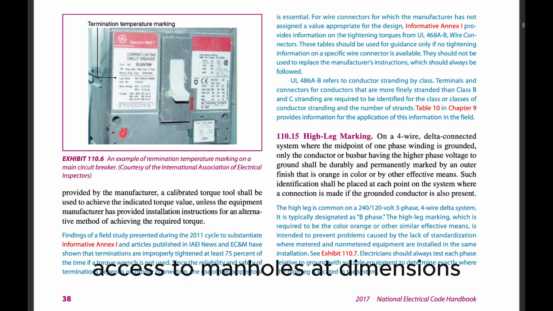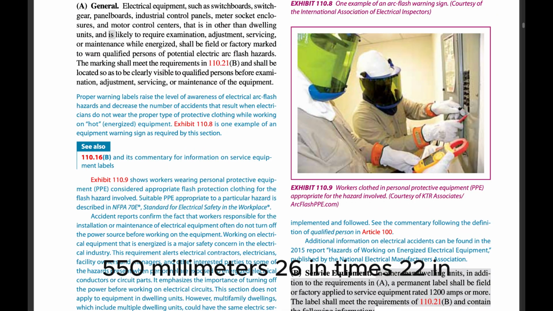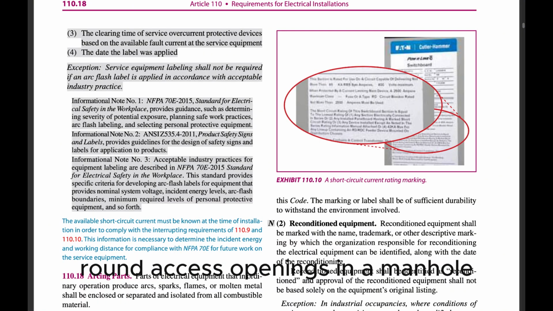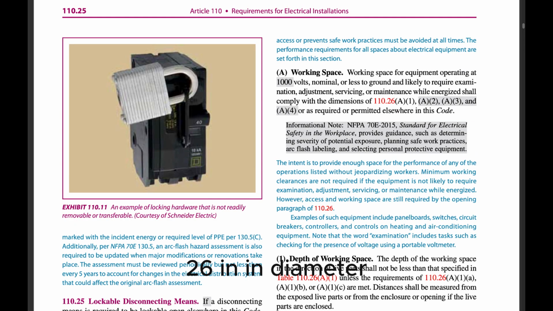110.75 Access to manholes. Dimensions. Rectangular access openings shall not be less than 650 mm by 550 mm (26 in. by 22 in.). Round access openings in a manhole shall be not less than 650 mm (26 in.) in diameter.